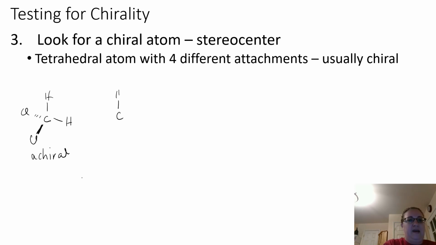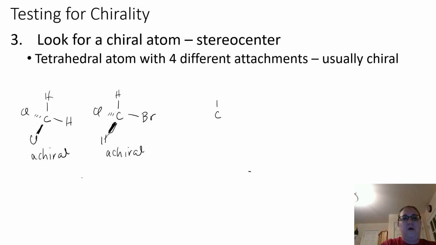If we take out one of those chlorines and we make it a bromine, so if we look at something along this structure, this is still going to be considered achiral because it has 2 hydrogens on it. So it's not going to be a stereocenter. If we draw the mirror image and we rotate it, we will be able to make it superimposable on the original molecule that we drew.